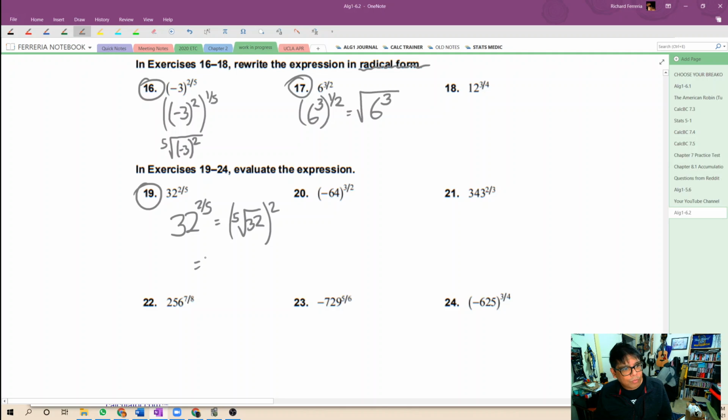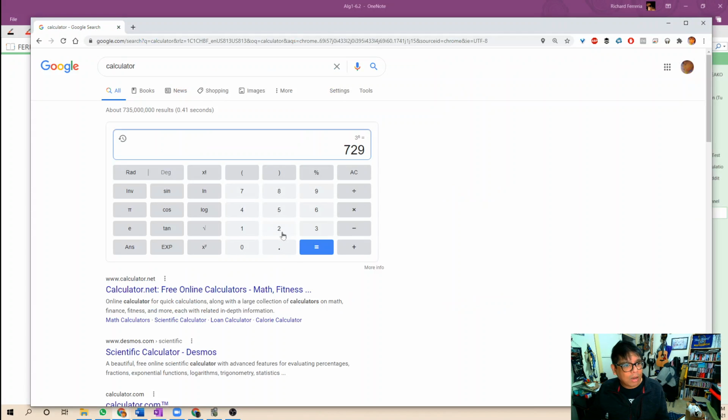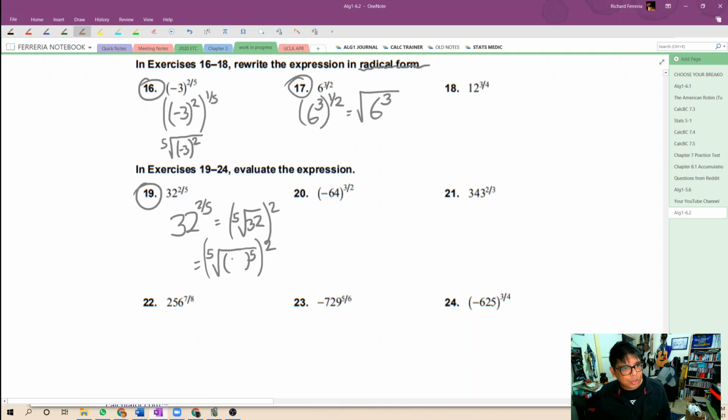So let's figure out. There's some number to the 5th power that's 32. What is it? We'll go to my calculator, and we're just going to guess and check. So we're going to start at 2. Let's try 2 to the 5th power. And whoa, that's already 32. So we're good there. This is 2 to the 5th power. Now the 5th root of 2 to the 5th power is just 2. And then the square is still along for the ride. And then 2 squared is just 4.